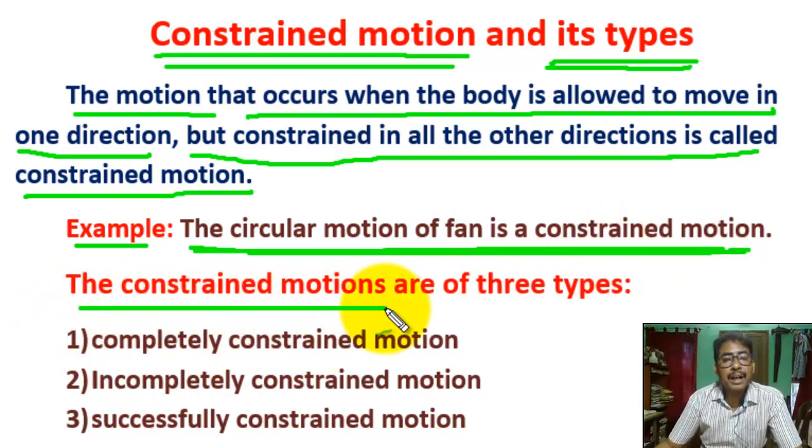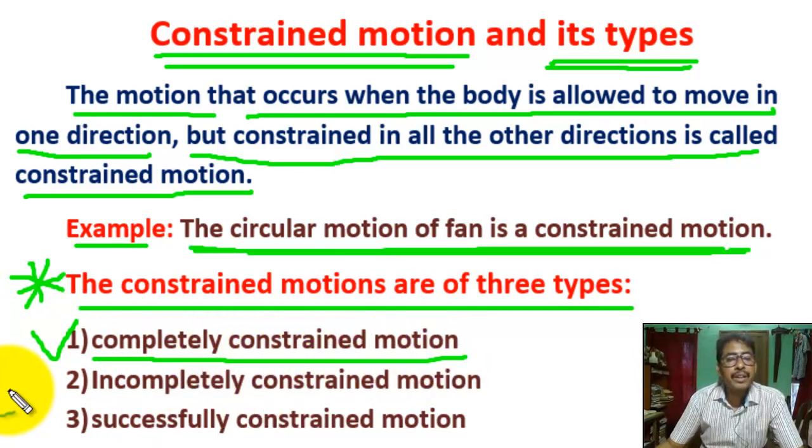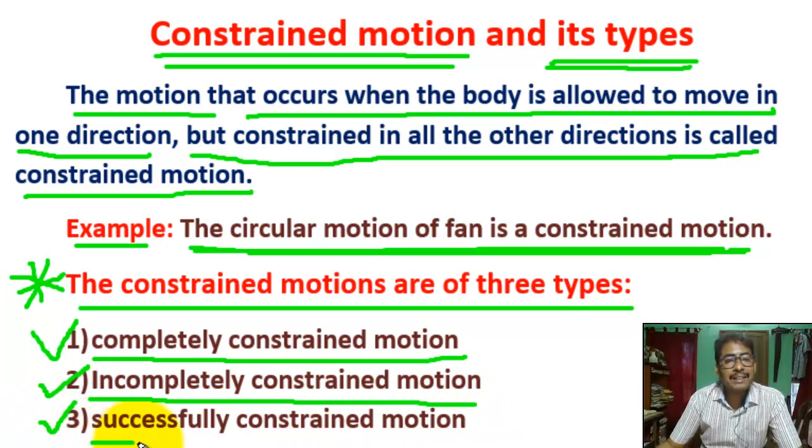Constrained motion is of three types. Number one, completely constrained motion. Number two, incompletely constrained motion. Number three, successfully constrained motion. All these three motions we discuss in detail.